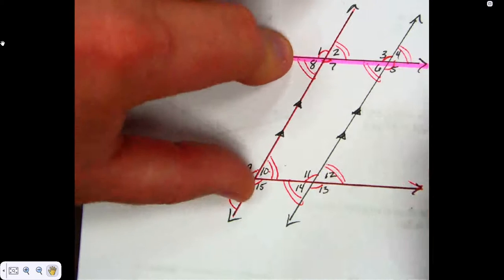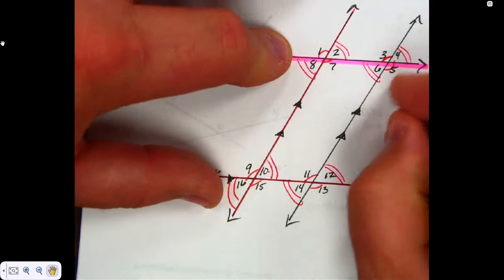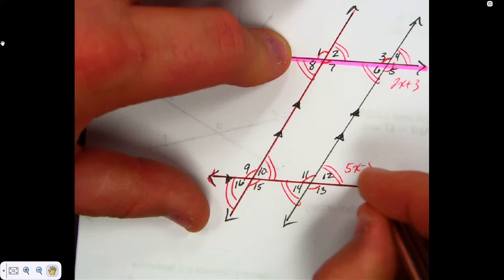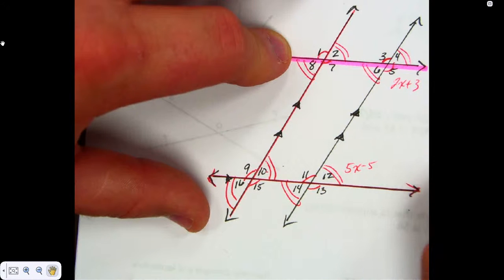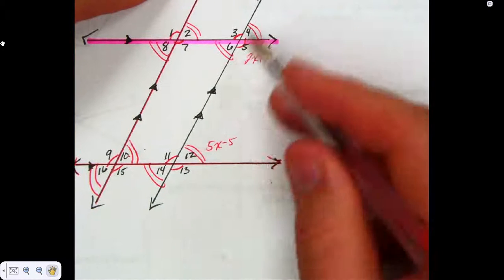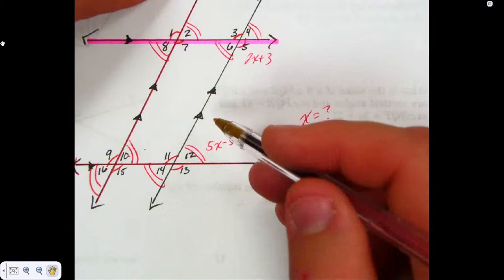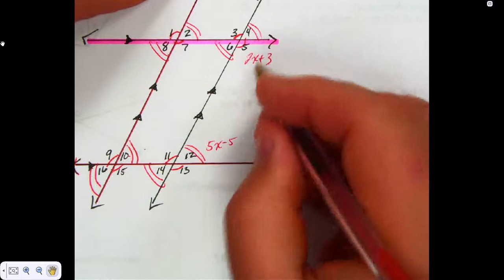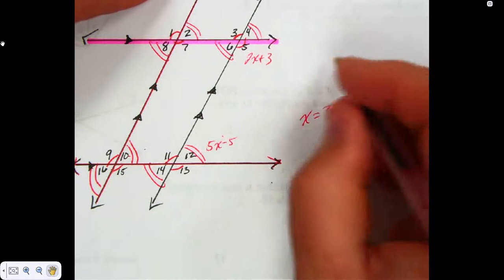You know, wouldn't you imagine that they're probably going to give you and say, hey, this is 2x plus 3. This is 5x minus 5. What's x equal to? How would I do that problem? They equal 180. Are they right beside or on top of each other? They're right beside each other, right? So what do they do? They add to 180. So my equation is what?